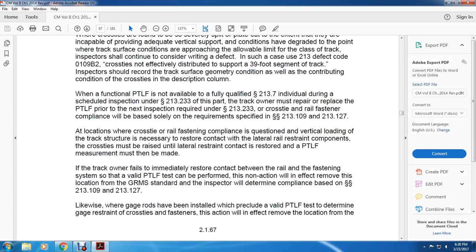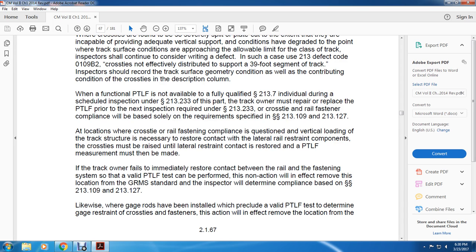When a functional portable track loading fixture is not available to a fully qualified 213.7 individual during the scheduled inspection under 213.233 of this part, the track owner must repair or replace the portable track loading fixture prior to the next inspection required under 213.233. The cross-tie rail fastener compliance will be based solely on the requirements specified in 213.109 and 213.127. At all locations of cross-tie rail fastener compliance in question, vertical loading of the track structure is necessary to restore contact with lateral restraint components.